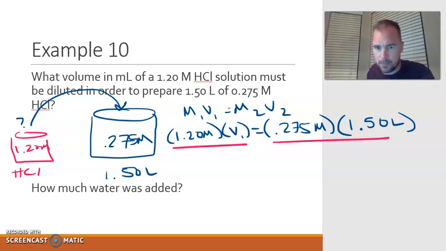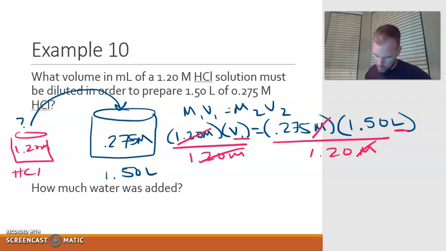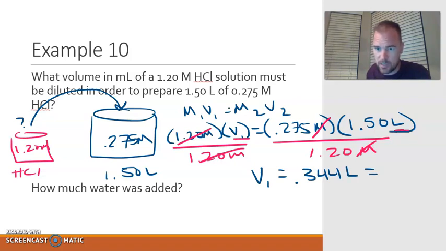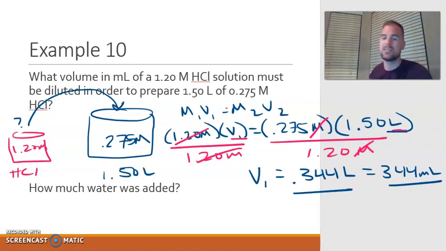I'm going to divide both sides by 1.20 molar, so that cancels out on this side. The molar units cancel out, and so my final volume will have the unit of liters. So if I do 0.275 times 1.50 and divide it by 1.20, keeping three significant figures, the volume of the concentrated HCl is going to be 0.344 liters. Now I'm going to write that in milliliters, but they're both the same thing. And that is the volume of the concentrated HCl that I would need to take.